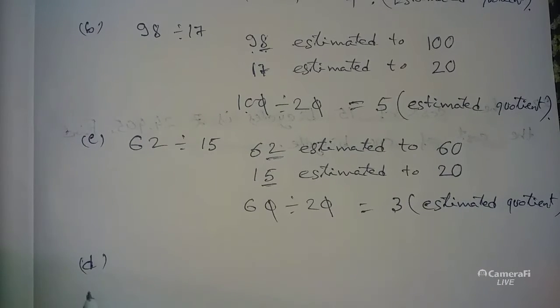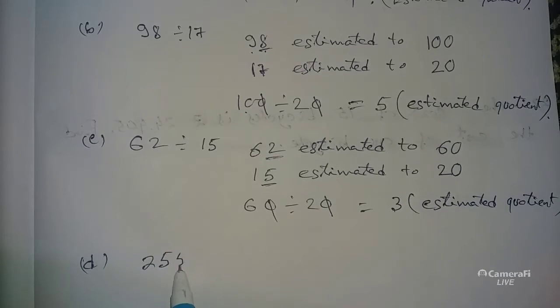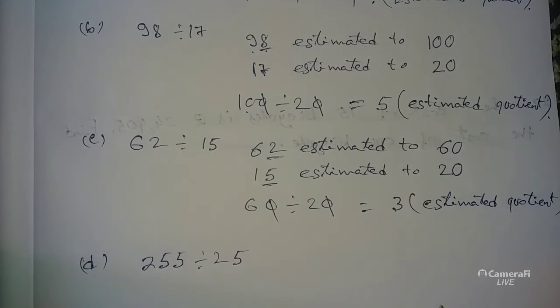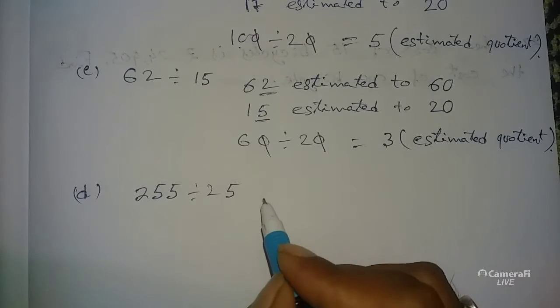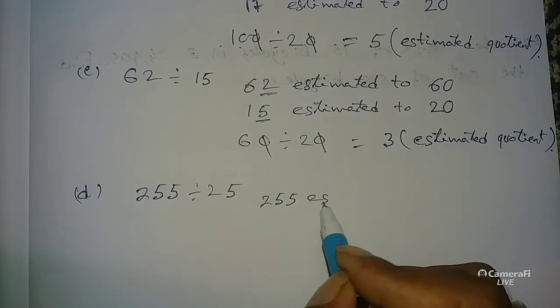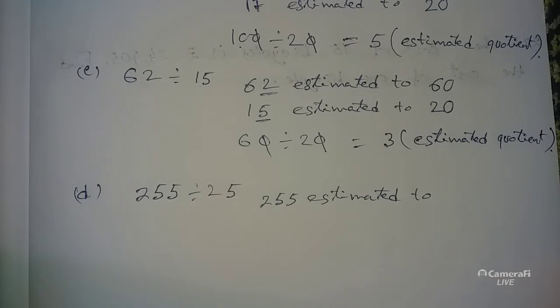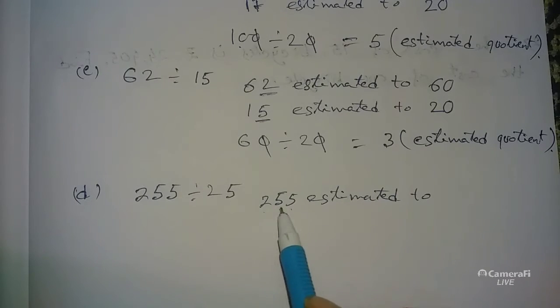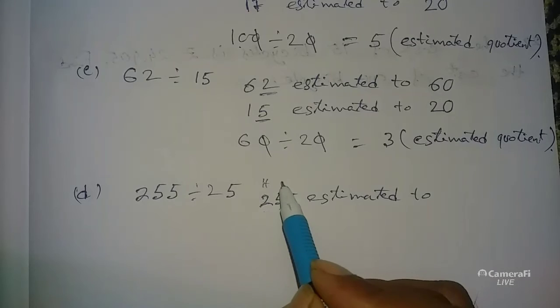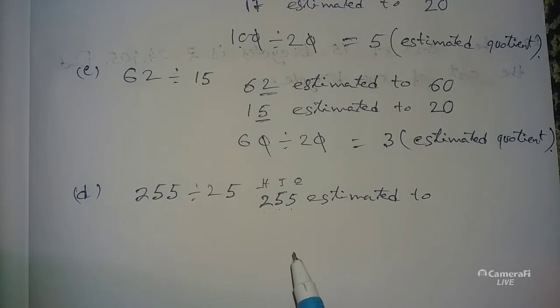Let us take another example, number D, 255 divided by 25. So here 255 is estimated to... Here 1 place, 10 place, 100 place. We will estimate the number to its nearest, which is the maximum, 100 place. So estimate the number to its 100 place.